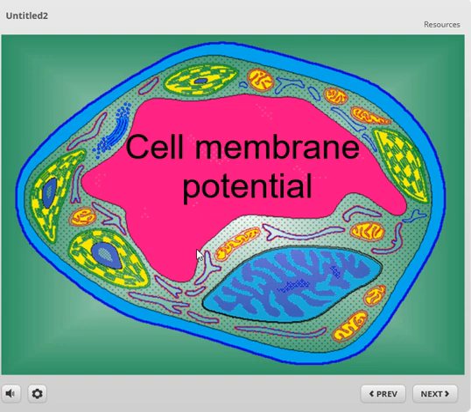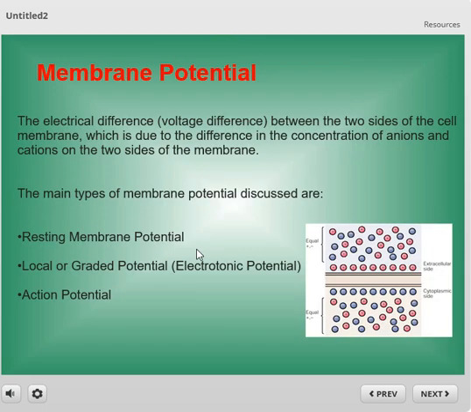In this session, I'm going to talk about the cell membrane potential. The electrical difference or voltage difference between the two sides of the cell membrane, which is due to the difference in concentration of anions and cations on the two sides of the cell membrane, is called membrane potential.